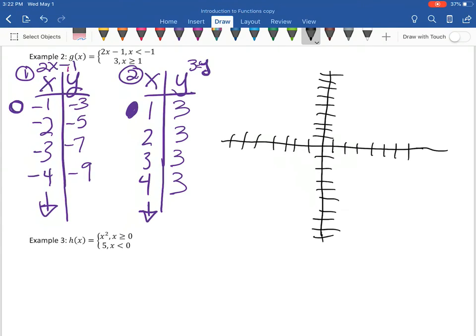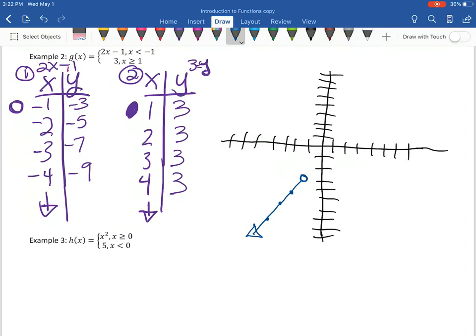Okay, so the first point I'm going to plot is -1, -3 on the first piece, and I'm going to draw that with an open circle. Then -2, -5. Then -3, -7. And then -4, -9. And an arrow going in the negative direction because it's everything less than -1.